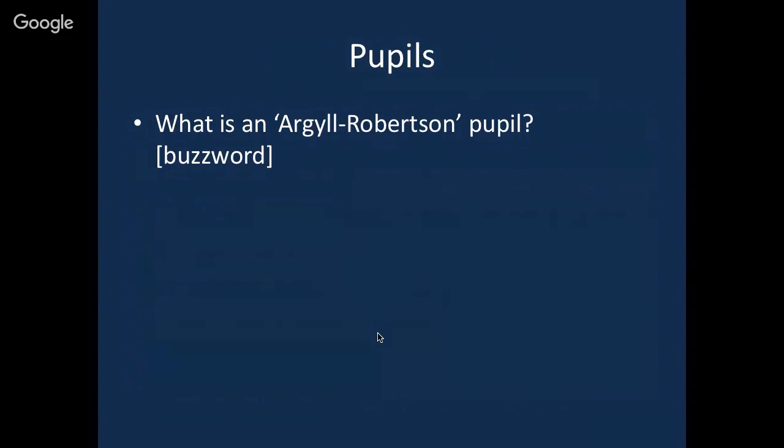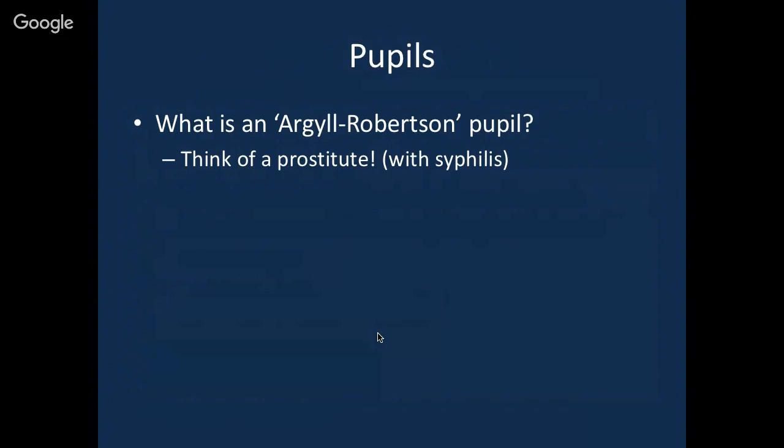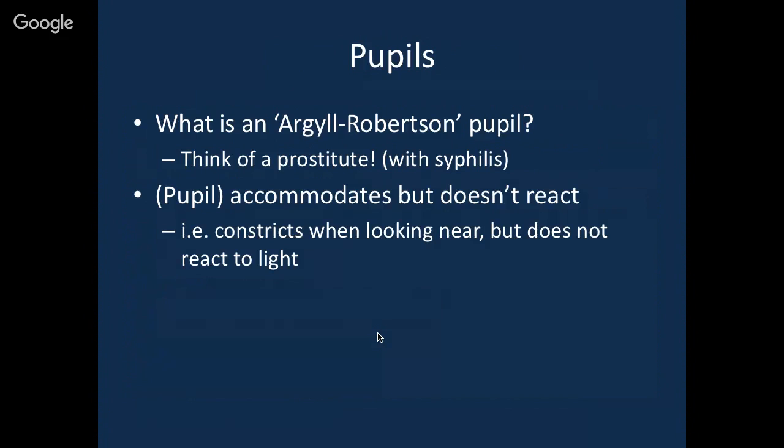Now, what's an Argyll-Robertson pupil? That's a buzzword. Anyone tell me what an Argyll-Robertson pupil is? Has anyone even heard of this? So it's in, I think, diabetic retinopathy and in neurosyphilis. Essentially, they can accommodate, but they can't constrict with light. Perfect. That's exactly what an Argyll-Robertson pupil is. Hard to remember, but it is a buzzword. So the way I remember it is you think of a prostitute because they have syphilis, and the prostitute accommodates, but it doesn't react. Just like the pupil. I didn't come up with this myself. A final year taught it to me last year. It's a great way of remembering it. Say what you will. So the eye accommodates when looking here, but it doesn't react to light. That's an Argyll-Robertson pupil caused by syphilis, also diabetic retinopathy.